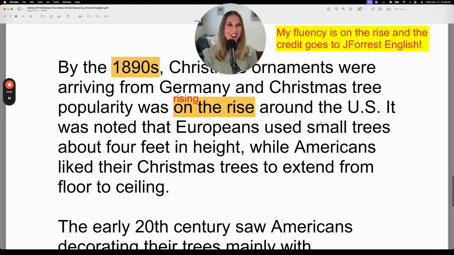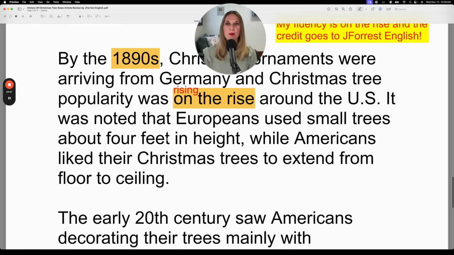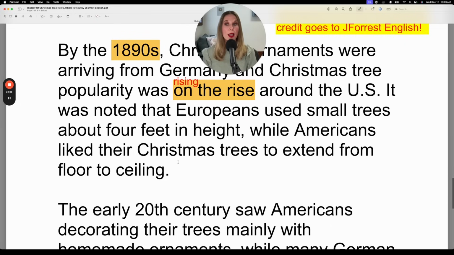All right. Let's continue. It was noted that Europeans used small trees about 4 feet in height, while Americans liked their Christmas trees to extend from floor to ceiling. Actually, this is an interesting point because when I share pictures of my Christmas tree, which is probably 7 feet tall, a lot of students say, wow, your Christmas tree is so big. But for me, being in North America, it isn't big because everyone in North America has Christmas trees 6 or 7 feet high, maybe even higher.